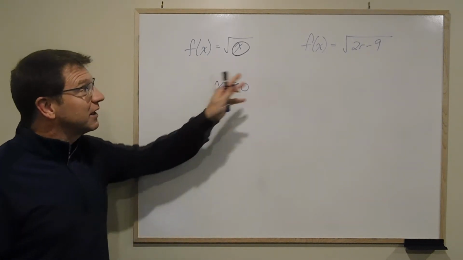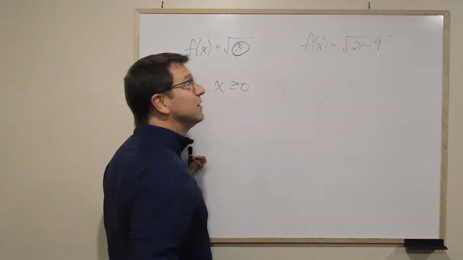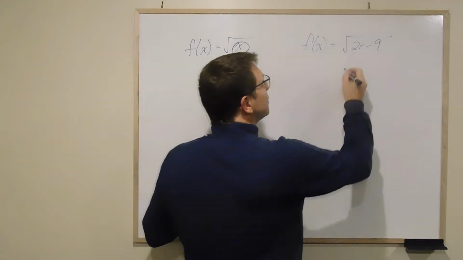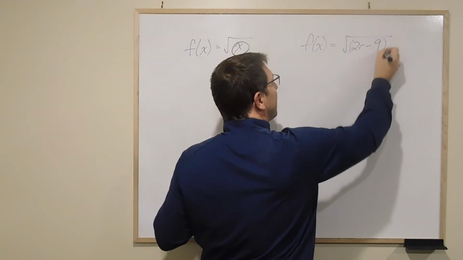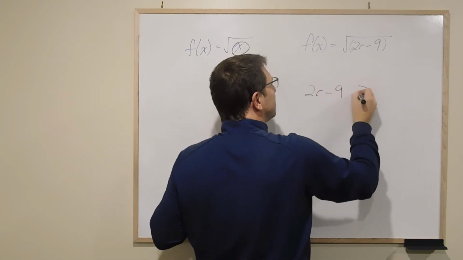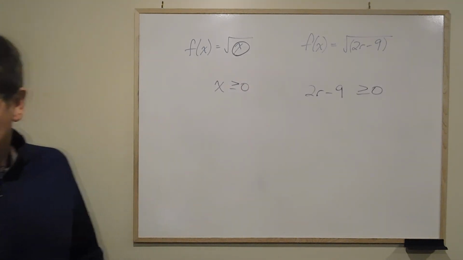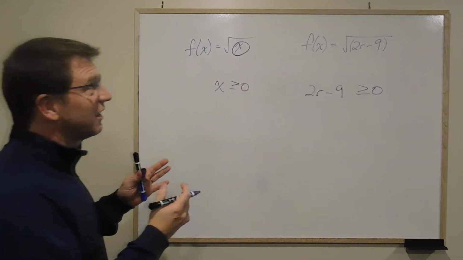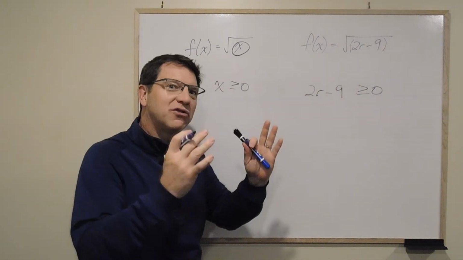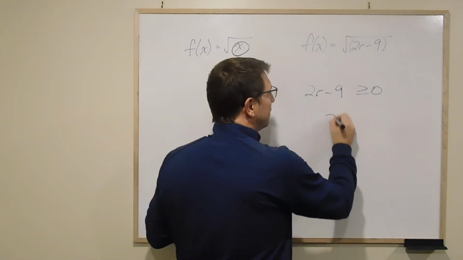So we look at the next one though. This one's a little more complicated, right? 2r minus 9, that's what's inside the square root. And that's why 2r minus 9 has to be greater than or equal to 0, because 2r minus 9 is what's inside there. So it's not the r that has to be greater than 0, it's the 2r minus 9. So we have a little calculation to do.